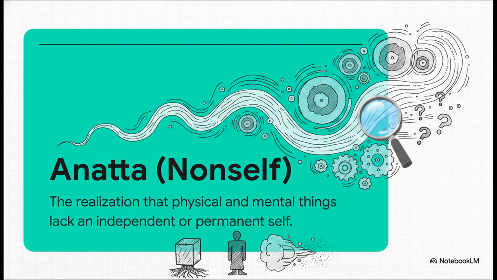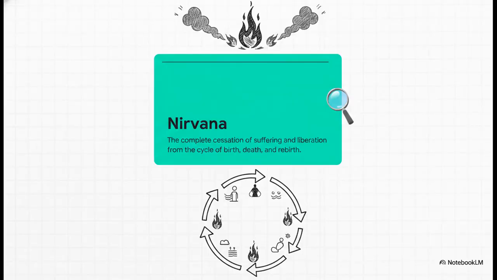In this view, a person is simply a causal series of impermanent processes. We're a continuously changing stream of elements, not a fixed, independent soul. It's like a flowing river rather than a solid block of ice. And the ultimate goal of the Buddhist path? That's nirvana. This is the complete cessation of suffering and the final liberation from that wandering cycle of samsara. The word itself actually carries the connotation of extinguishing or blowing out, specifically blowing out the fires of desire, hatred, and ignorance that keep the whole cycle of rebirth spinning.